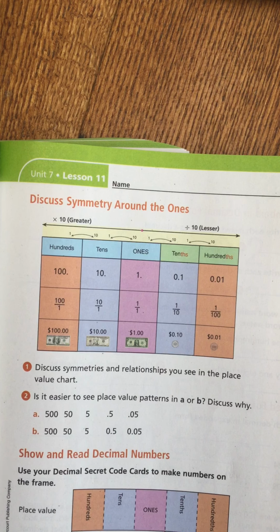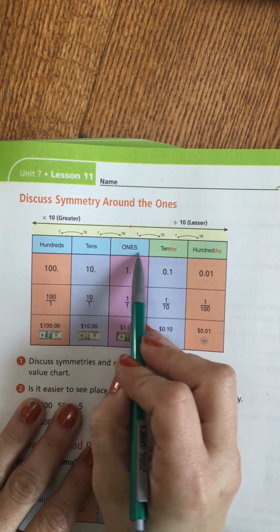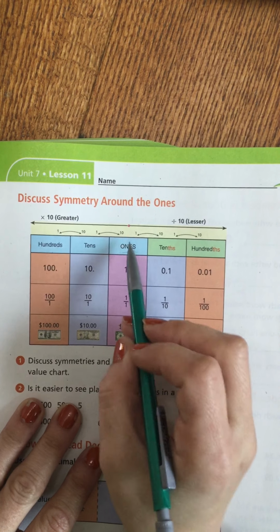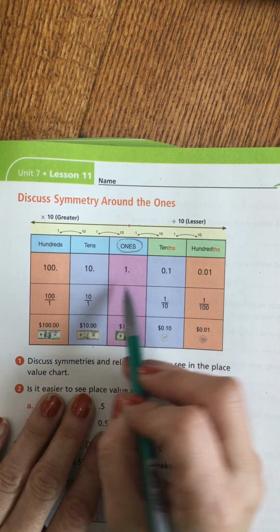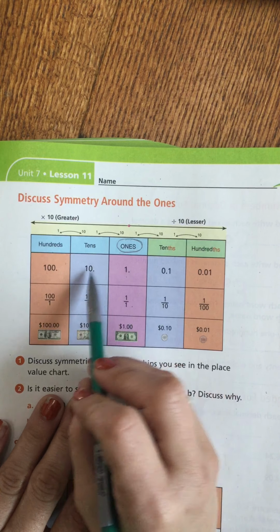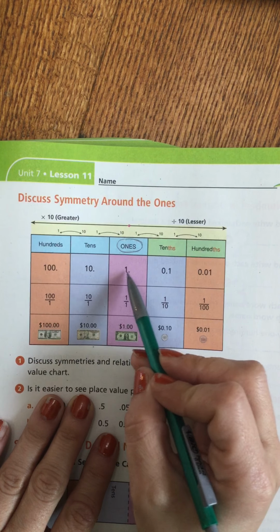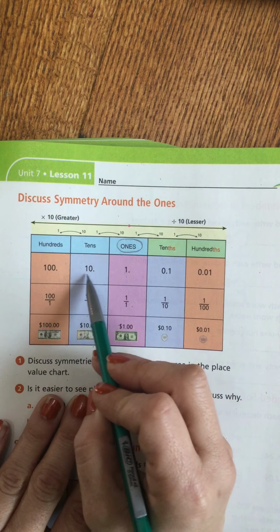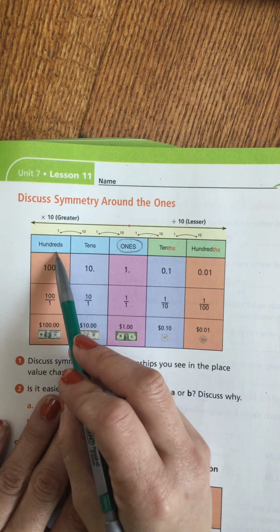It says discuss symmetry around the ones. So we all know ones is where everything starts and the symmetry starts around the one. And if I look at this, if I go to the left, this is a one spot and we know to the left of the decimal is always a one. If it's two spots, it's then the tenths. And the third spot is the hundreds.